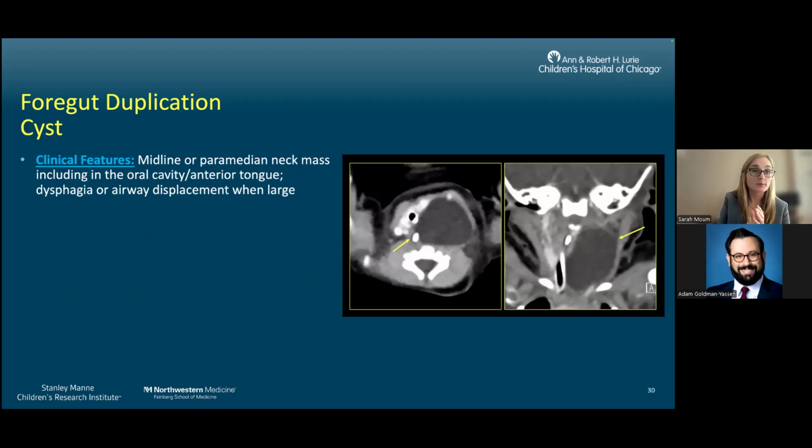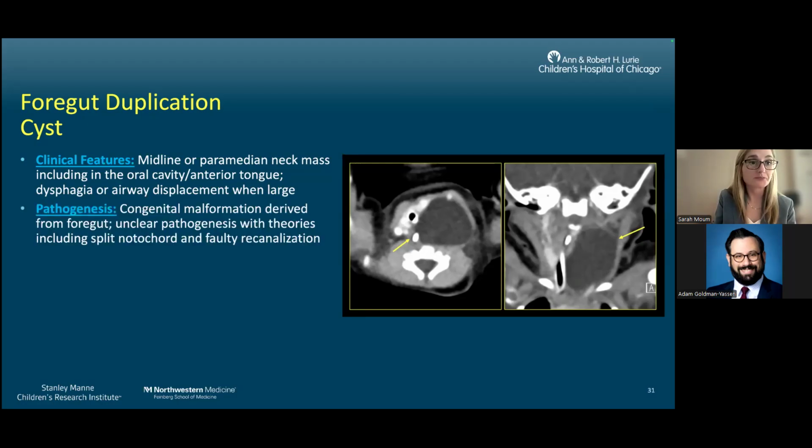Okay, moving on to foregut duplication cyst. This is a midline paramedian neck mass. A common location, which is not shown here, would be in the midline oral cavity, anterior tongue region. Patients can present with dysphagia or anterior displacement when they're large, or airway displacement when large. These lesions are derived from the foregut. There's an unclear pathogenesis, but some of the theories in terms of where these come from are split notochord, faulty recanalization, vascular compromise, etc.